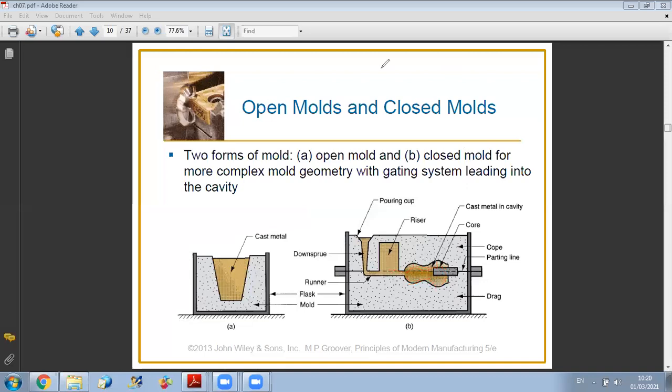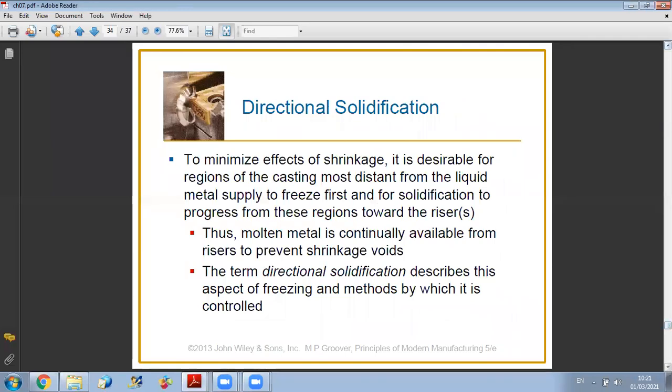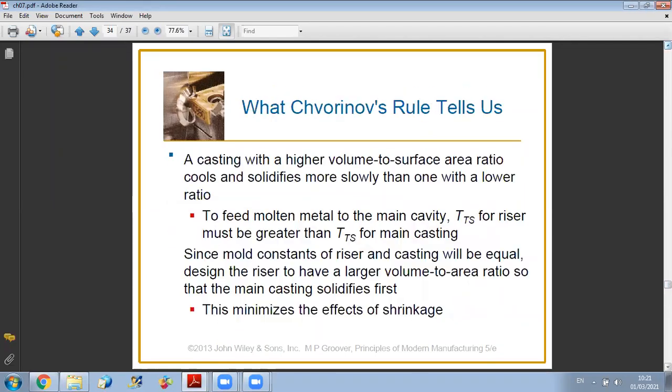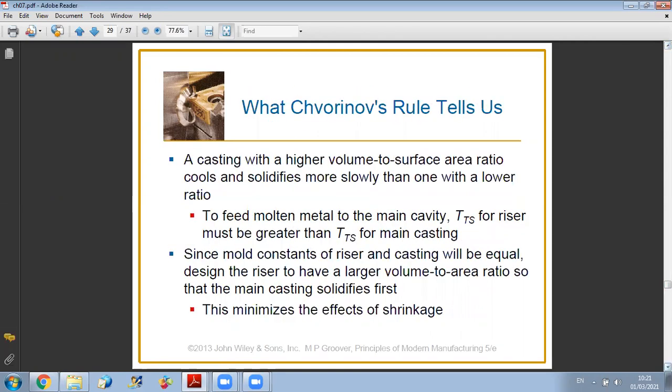So if we go back to our slide about riser design, we will deduce that the riser should have the highest solidification time in order to operate until the end of solidification. Now, since the mold constants of riser and casting will be equal, of course, why? Because the riser and casting are characterized by the same mold material, same metal casting material, and same pouring temperature. So they will have the same mold constant.